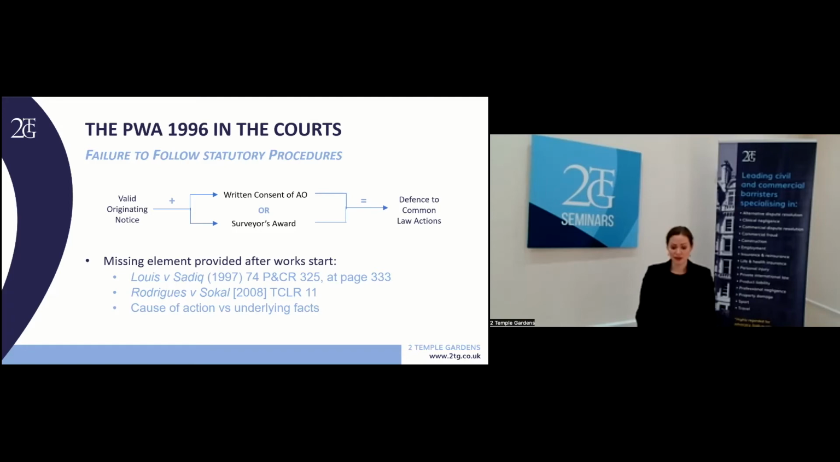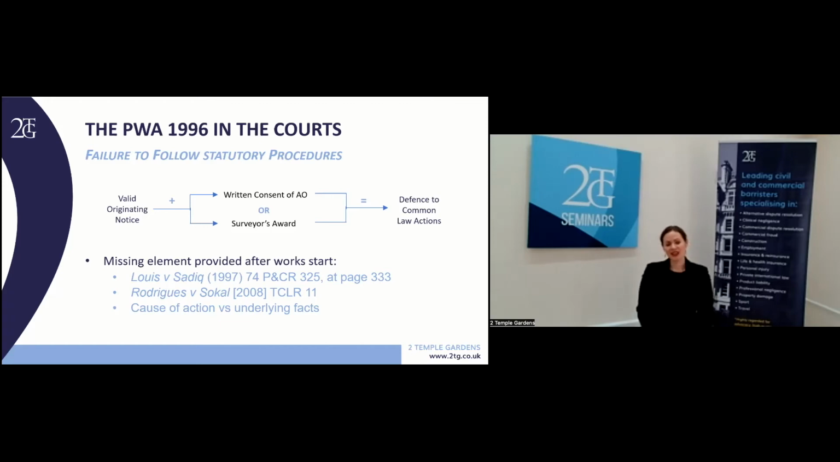As we've seen, for them to benefit from the statutory defence to common law actions, they must have served a valid originating notice, and then either have obtained the adjoining owner's consent or a surveyor's award authorising the works. Now, if any of those elements are missing, the adjoining owner can bring a common law claim in trespass or nuisance, and the building owner will have no statutory defence.